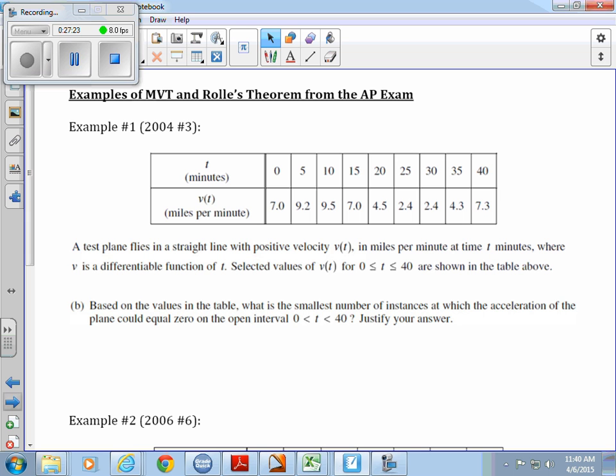Okay. Mean value theorem part 2 is due on Wednesday. One more thing. AP packet numbers 1, 2, and 3 are due on Thursday. We will also be working on other portions of the AP packet, but 1, 2, and 3 are due on Thursday.